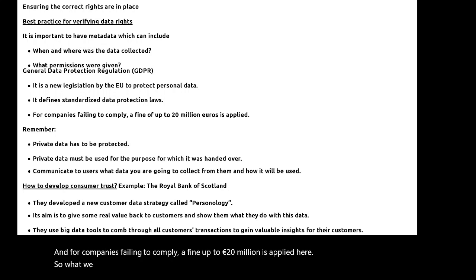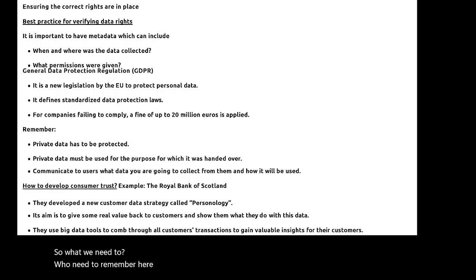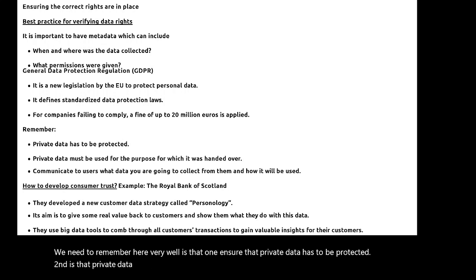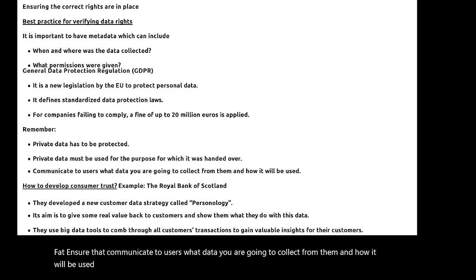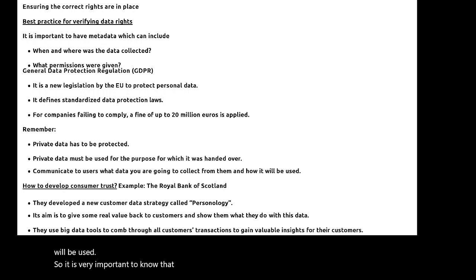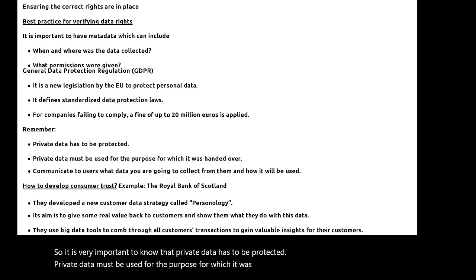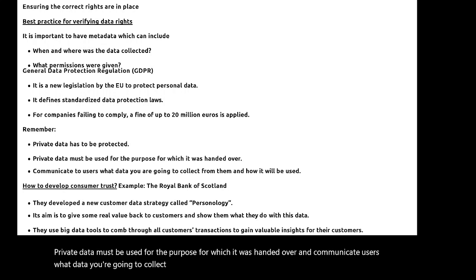So what we need to remember very well here is, one, ensure that private data is protected. Secondly, private data must be used for the purpose for which it was handed over. Third, ensure that you communicate to users what data you are going to collect from them and how it will be used. So private data has to be protected, must be used for the purpose for which it was handed over, and you must communicate to users what data you are going to collect and how it will be used.